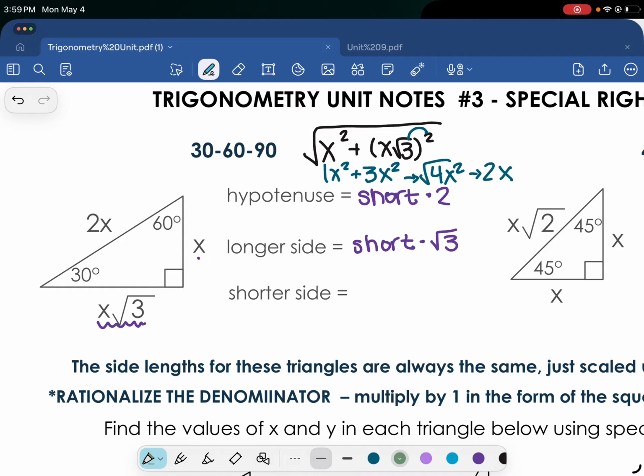If you don't know the short side yet, think about how you would undo both of those. If I wanted to undo multiplying by 2, I would divide by 2. So you can either take the hypotenuse divided by 2, or if I wanted to get rid of the square root of 3, I could take the long side and divide it by the square root of 3. Voila. So you can take your pick. How do you pick? Which one do you know? Usually you're only going to know one of them.